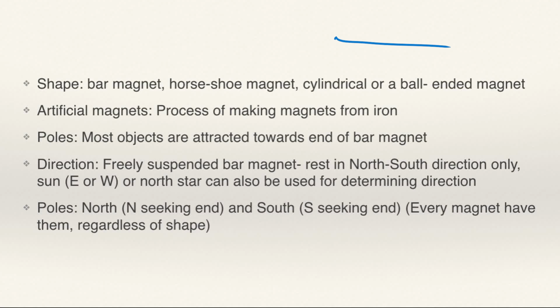Now most of the objects will be attracted towards certain ends, which are called poles. Now how do you determine them? Just freely suspend any bar magnet, which means it is not under the influence of any magnetic field. So it will always rest in the north-south direction because that is how Earth's magnetic field is aligned.